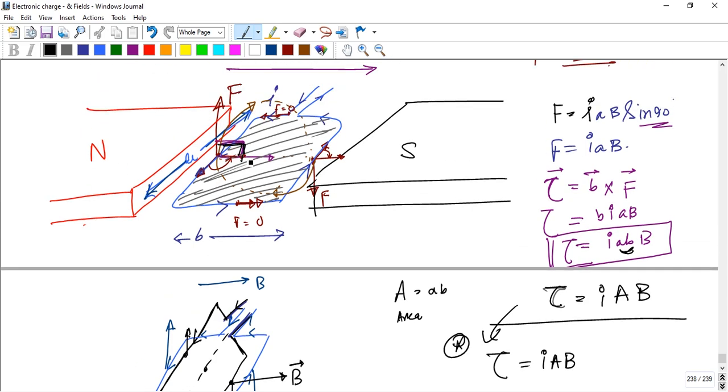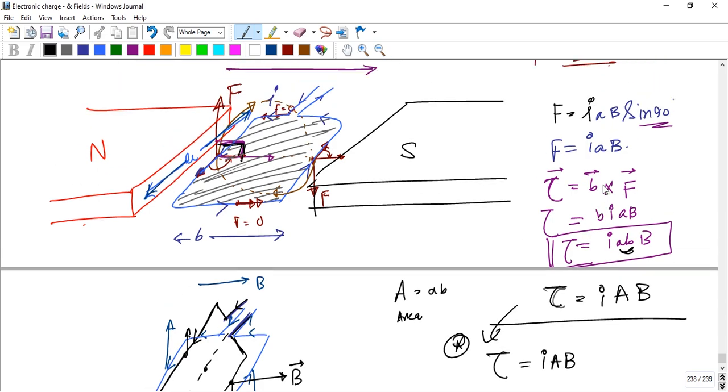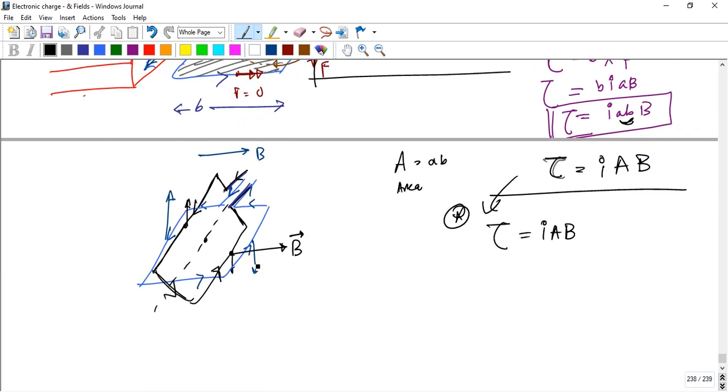The F and B, and now B and F, or R cross F. Okay, the same condition. R means the radius of that circle, also called half the diameter. So here now the angle is changed. The force and the direction is small b. Now that angle theta has changed slightly. So that's the sine theta here.